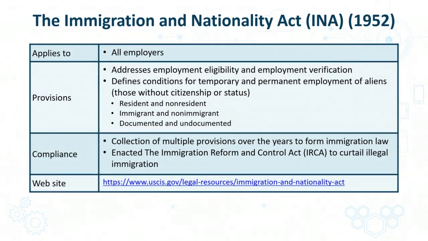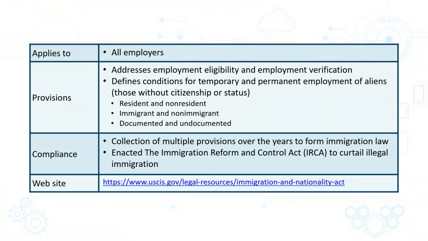It addresses employment eligibility and employment verification and defines the conditions for the temporary and permanent employment of aliens in the United States. The Act defines an alien as a person lacking citizenship or status as a national of the United States and differentiates with 3 categories: resident or non-resident, immigrant or non-immigrant, documented and undocumented. The need to curtail illegal immigration led to the enactment of the Immigration Reform and Control Act, IRCA.